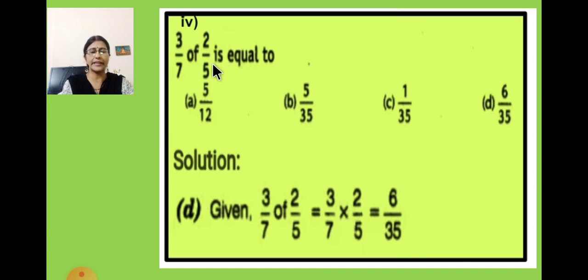Next one, MCQ type, 3/7 of 2/5 is equal to, now these are the options given, 5/12, 5/35, 1/35, and D option is 6/35. So you have already learned that of means what you have to do, you have to multiply. So 3/7 multiplied by 2/5 will be, 3 2s are 6, and then 7 5s are 35. So 6/35 is which option? D. So we will be selecting this option. This is the correct answer.